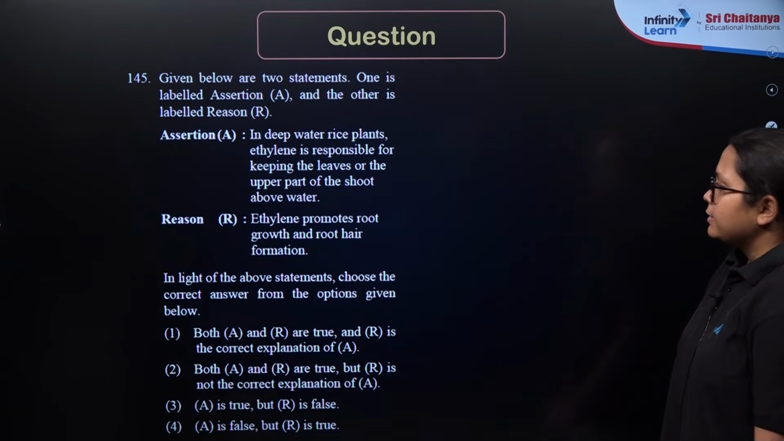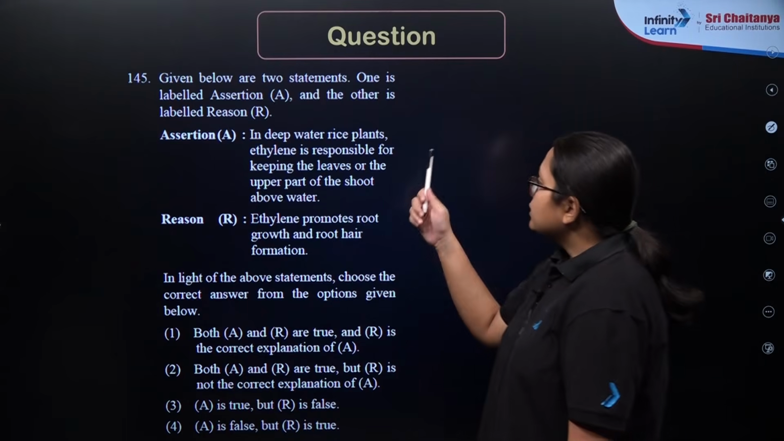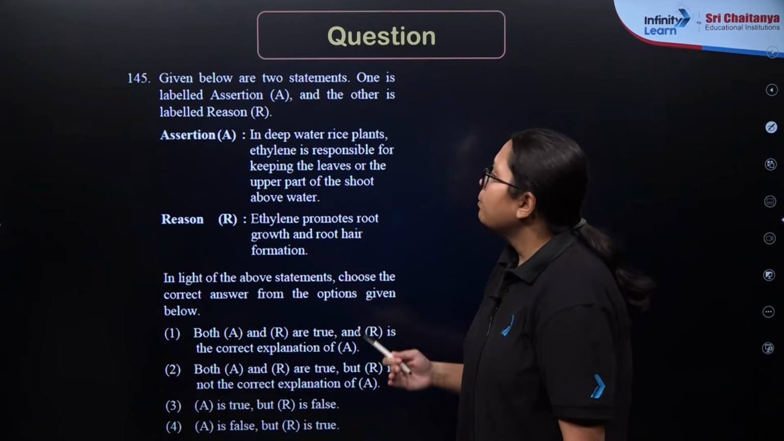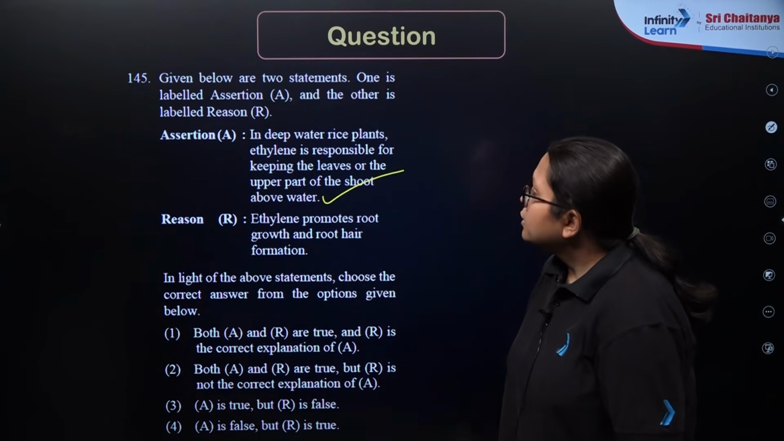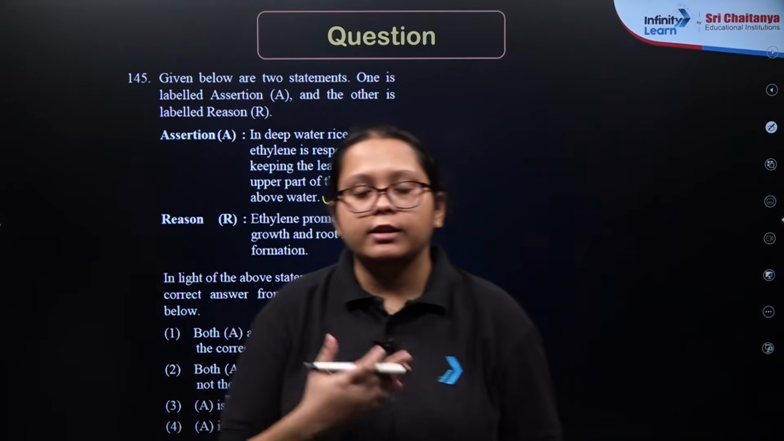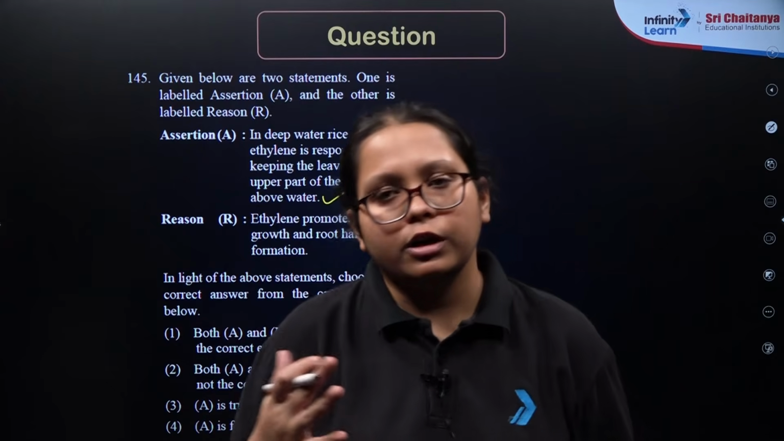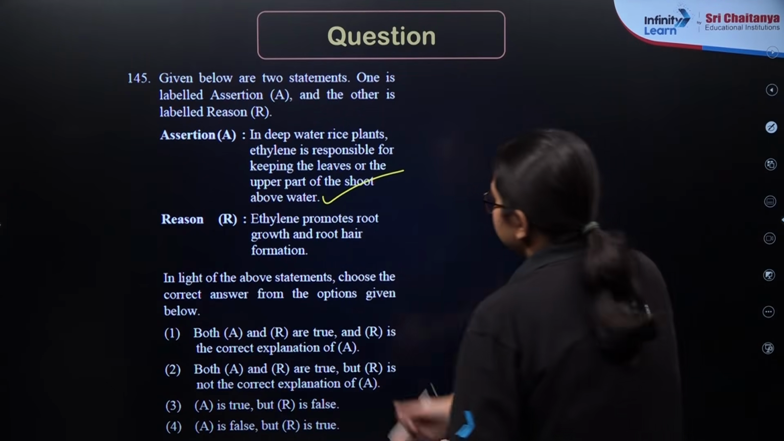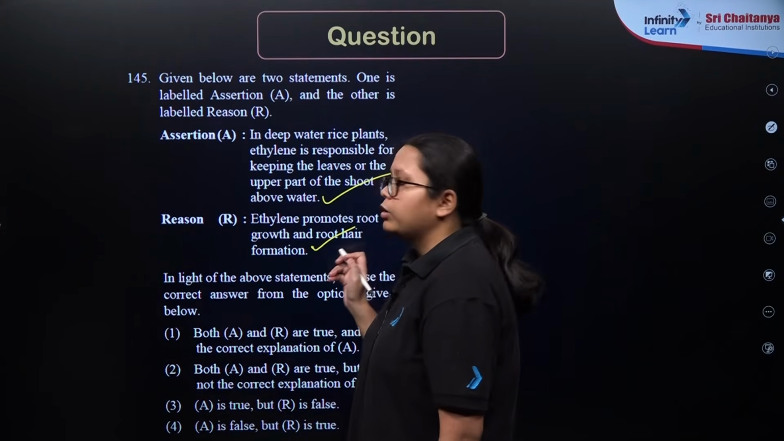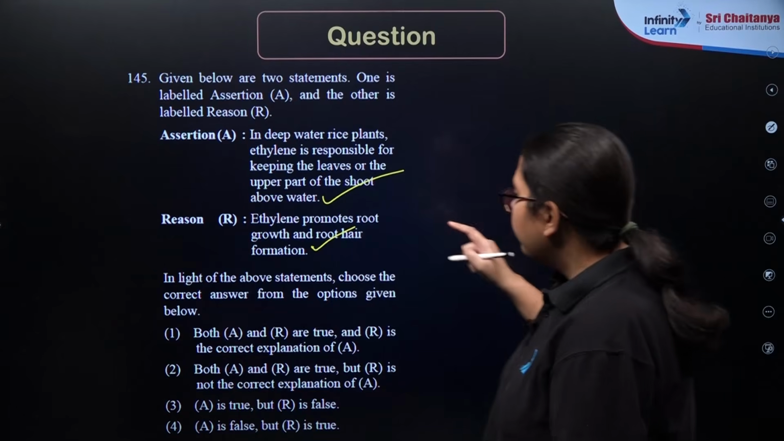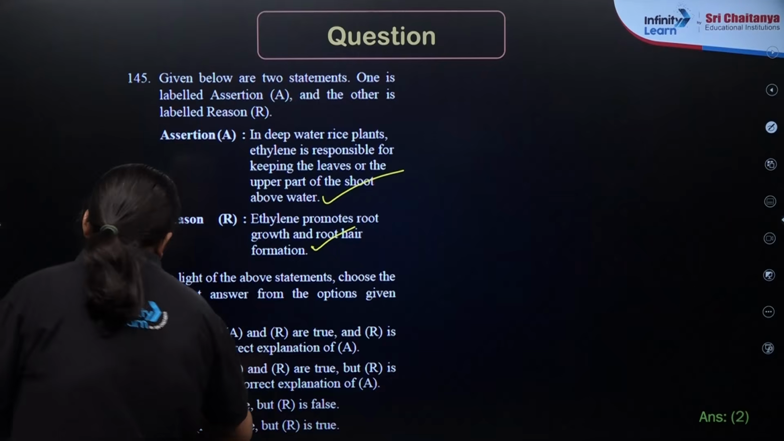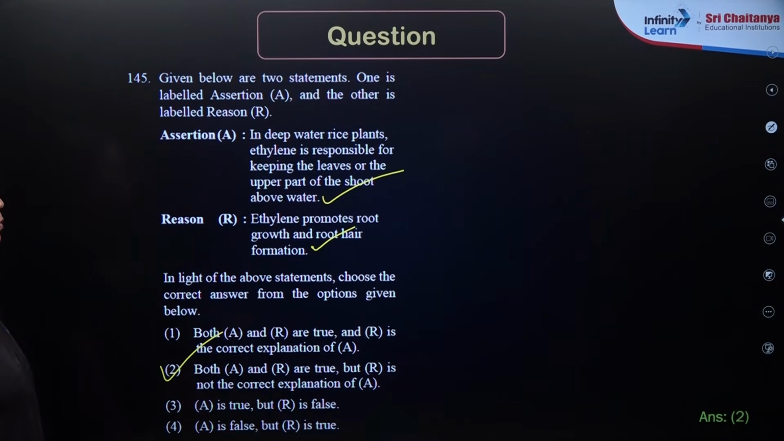Okay. Next, assertion reasoning. In deep water rice plants, ethylene is responsible for keeping the leaves or the upper part of the shoot above water. Yes, ethylene is responsible to keep the leaves and the upper part of shoot above water, so that there can be proper gaseous exchange. Because if it is underwater, gaseous exchange is affected. Reason, ethylene promotes root growth and root hair formation. This is also true. Both are true, but reason is not properly explaining the assertion. So the answer becomes second one. Both A and R are true, but R is not the correct explanation of A.